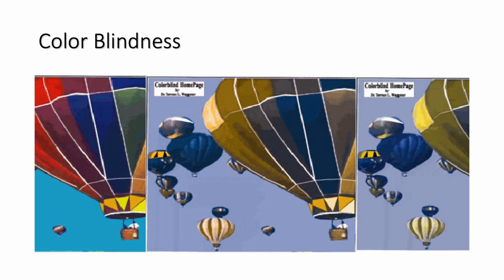And here's a slide that shows how this hot air balloon might look to a person with red-green color blindness. The one on the left is what it would look like to a person who was not colorblind. The ones in the center and in the far right would be the colorblind versions.